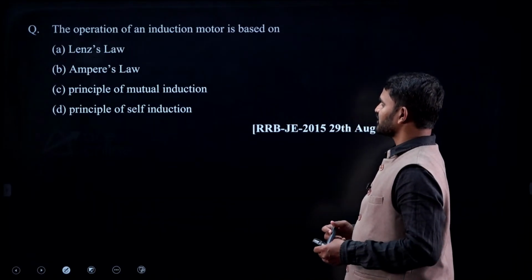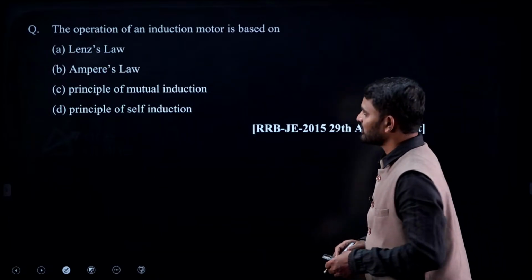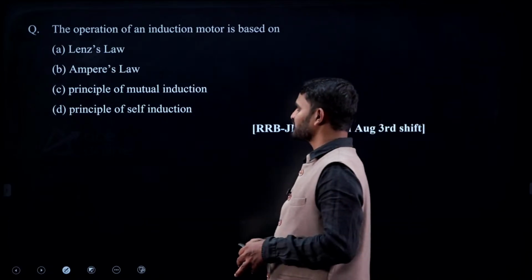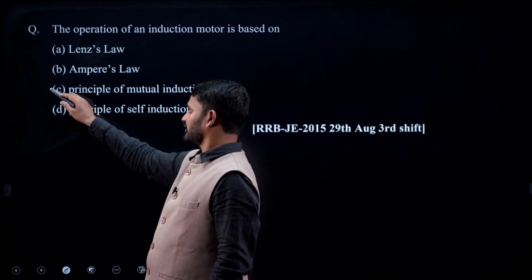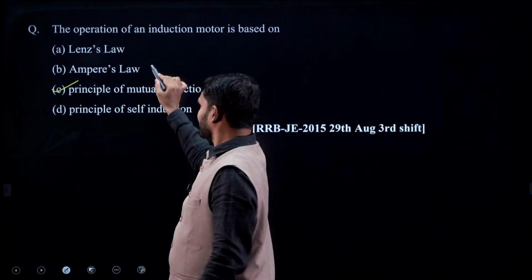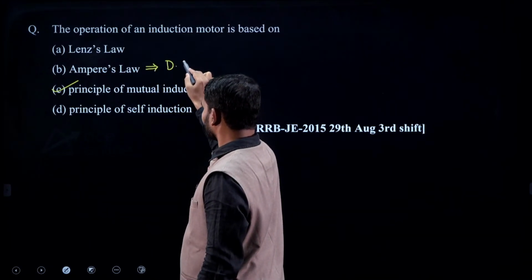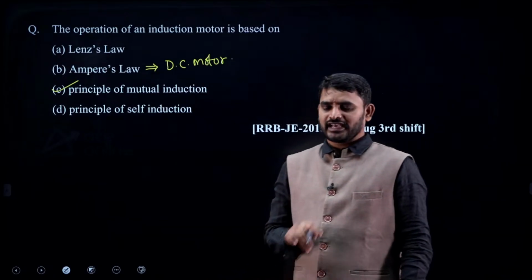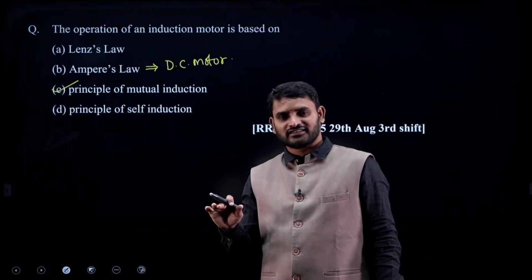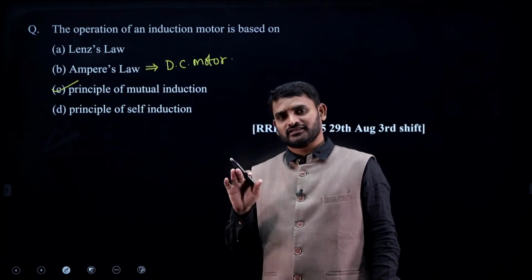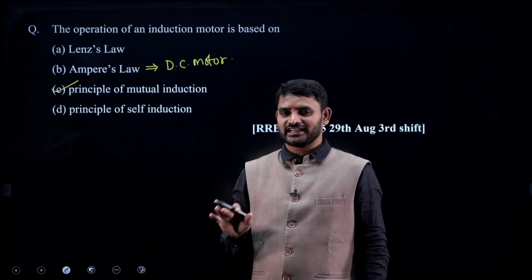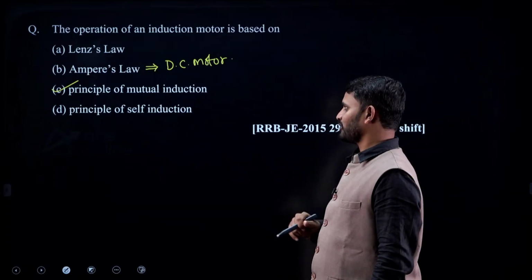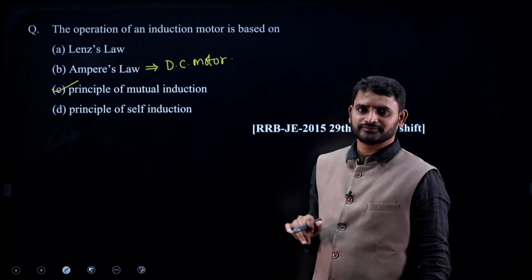The operation of an induction motor is based on: is it Lenz's law, is it Ampere's law, is it the principle of mutual induction, is it self induction? Do not go with Ampere's law, this is the principle of the DC motor. Except for the DC motor, for all remaining electrical machines the operating principle is electromagnetic induction only. Electromagnetic induction is the principle of operation except for the DC motor.